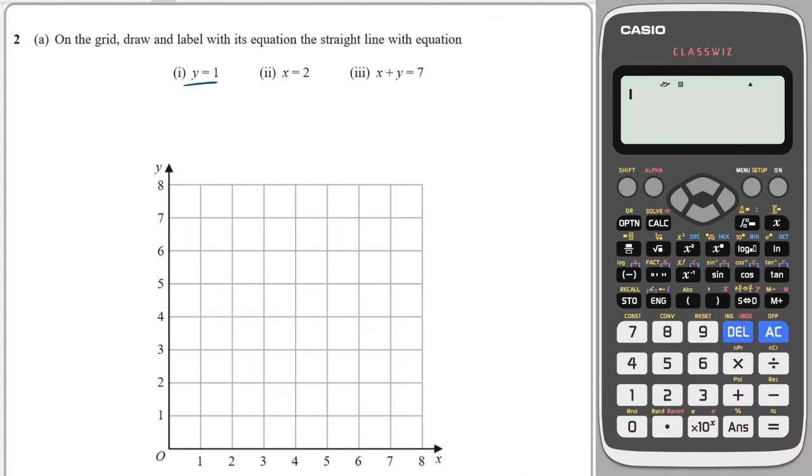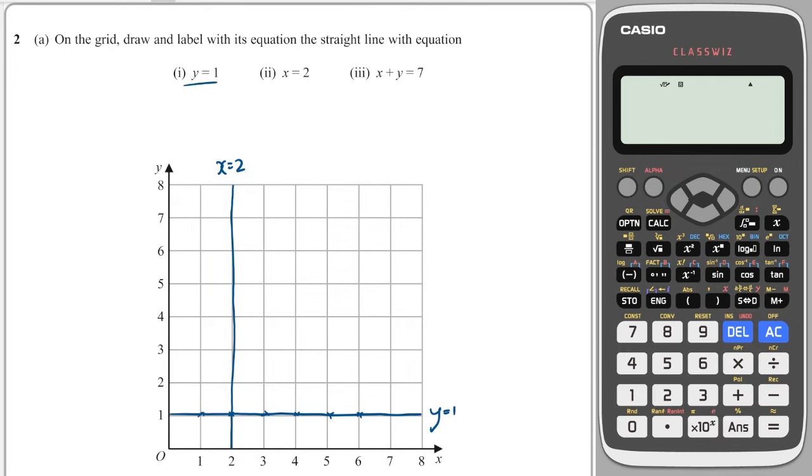Okay, first off, let's draw this line. Y equals 1 is a horizontal line where every coordinate has the y value of 1. X equals 2 is a vertical line where every x coordinate on that line has a value of 2. It does say label as well, so I'm going to make sure that I clearly label which one is which.